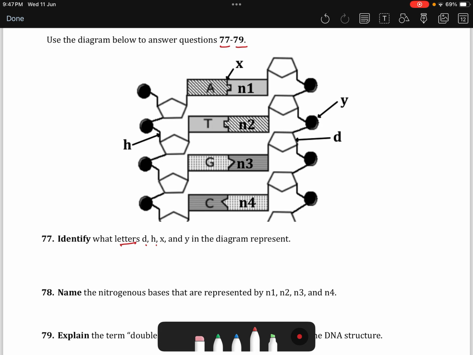Identify what letters D, H, X and Y in the diagram represent. So I will just label it on the top. Y is a phosphate group. D is deoxyribose. Then H is a bond. It's the bond that is connecting the ribose with the phosphate, so it will be a covalent bond. It will not be a phosphodiester bond because we are not talking about the whole chain, we are just talking about one bond, so it's a covalent bond. And X is a hydrogen bond.